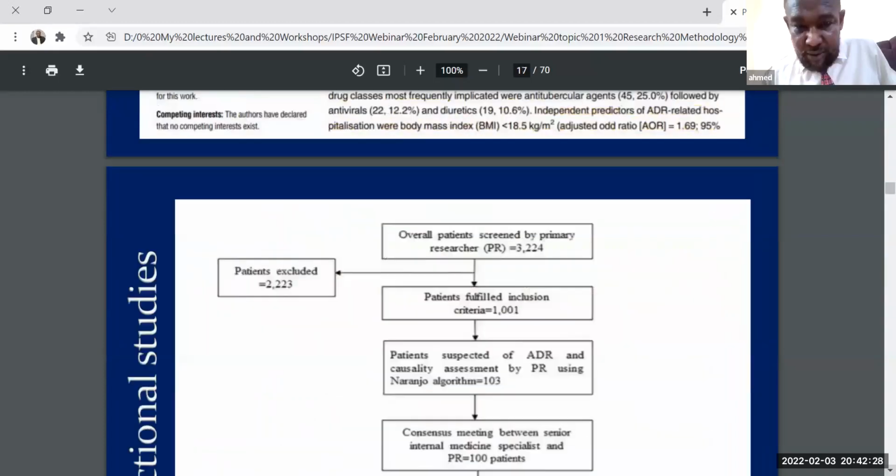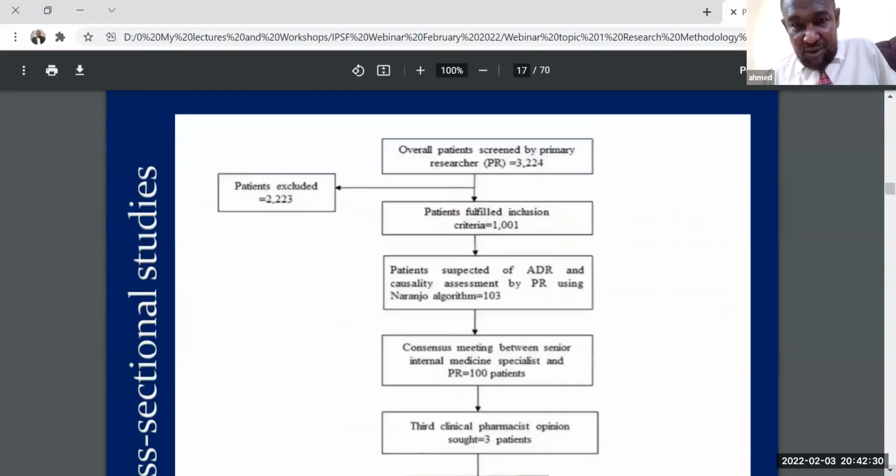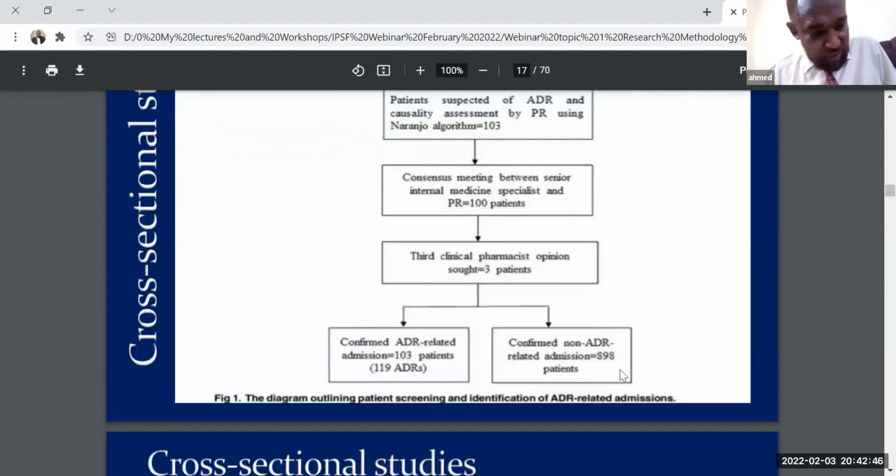Here they also have a flow chart to reflect excluded cases and included cases and so on. And they end with the comparative groups, those groups they are going to compare when they present the data.